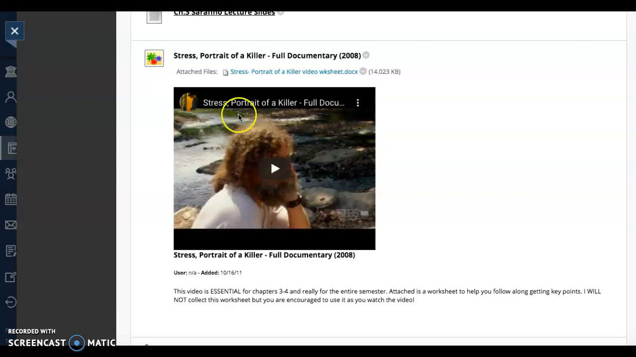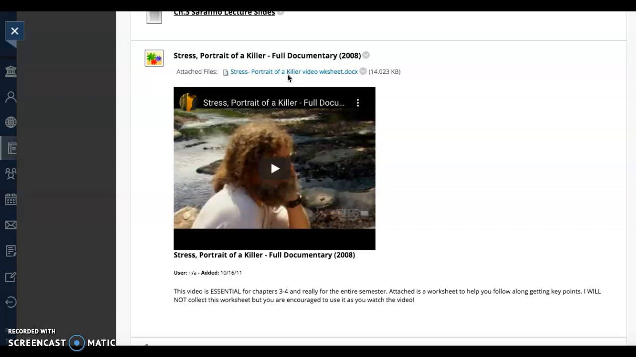So what I've done is I've attached a worksheet that goes with it. I'm not collecting the worksheet. You don't have to turn it in, but I want you to use it because then you'll make sure you're getting all the key points from the video. Because sometimes when students watch videos, there's a tendency to kind of zone out. I know because I've been a student and I've done that.